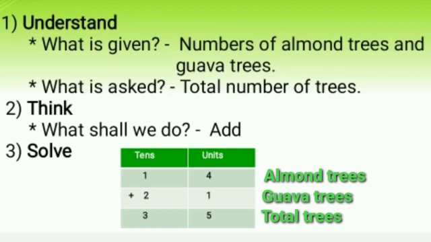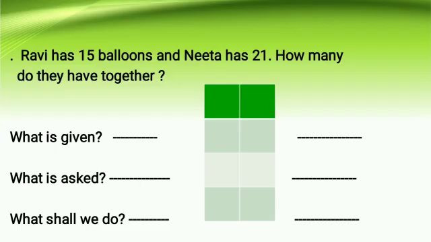First, we will add the units place. 4 plus 1 is equal to 5. Now the tens place. 1 plus 2 is equal to 3. So our answer is 35. We have 35 as the total number of trees.